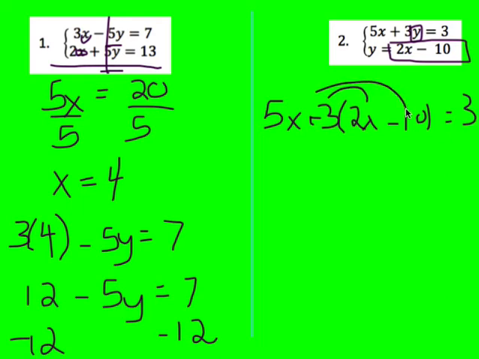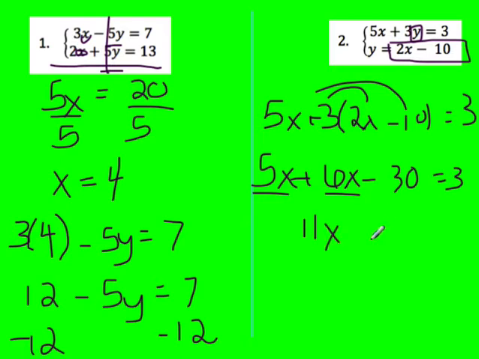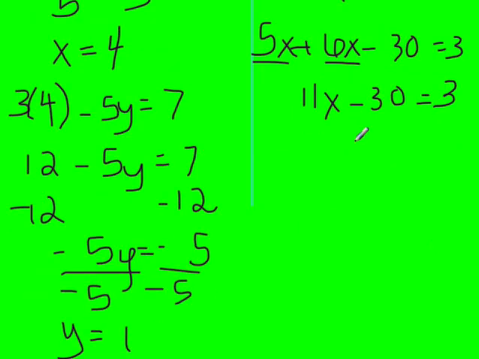So I'm going to distribute that in. So I get 5x plus 3 times 2x, which is 6x. Then I'm going to do 3 times negative 10, which is negative 30. And that's going to be equal to 3. So 5x plus 6x is 11x, minus 30 is equal to 3. So now I need to add 30 to both sides to solve for that x. 11x is equal to 33.